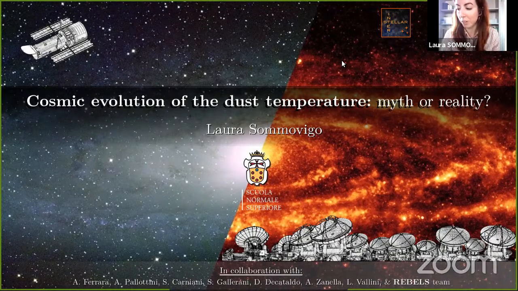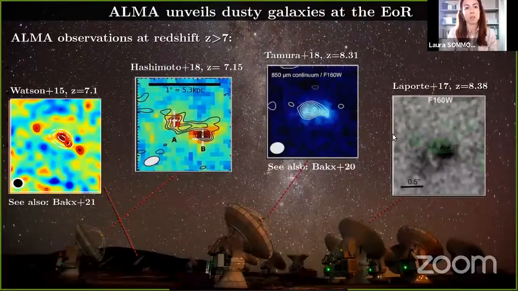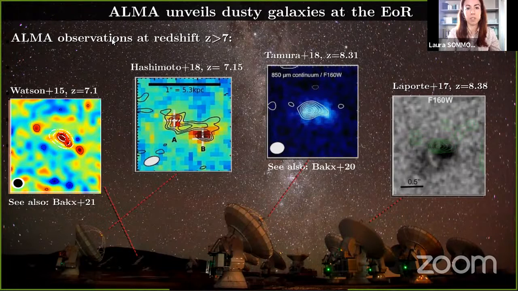Hi everybody, I'm Laura Sommovigo, and today I will discuss the cosmic evolution of the dust temperature: myth or reality. In the last few years, thanks to the advent of submillimeter interferometers such as ALMA, it has been possible for the first time to observe the dust emission from very early galaxies at redshift higher than 7.